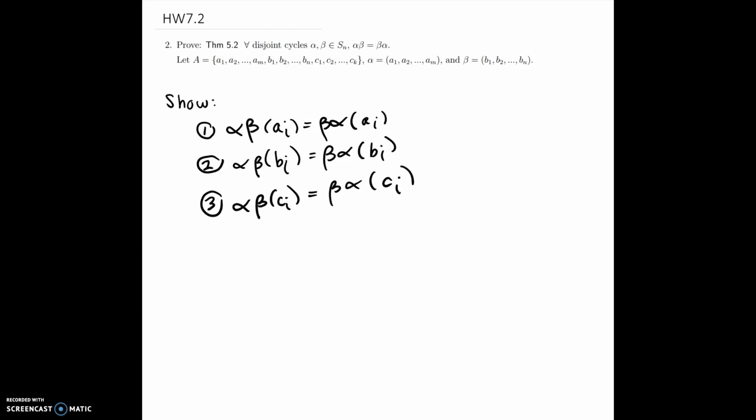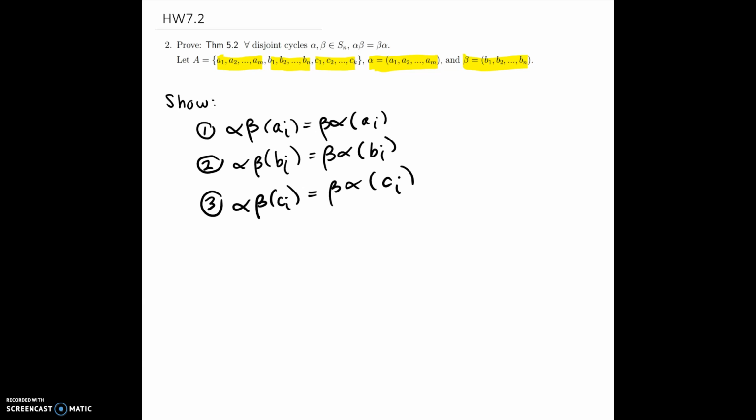So we are going to start with: let A equal A1, A2 all the way up to AM, B1, B2 all the way up to BN, C1, C2 all the way up to CK, and let alpha equal (A1, A2 all the way up to AM), and beta equal (B1, B2 all the way up to BN). So basically what this is saying is alpha only affects the A elements in the set, beta only affects the B elements in the set, and then the C elements aren't affected by alpha or beta.